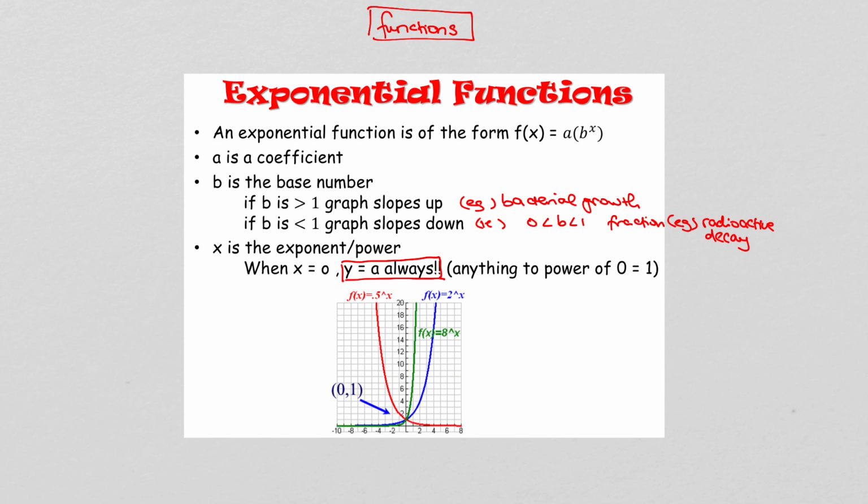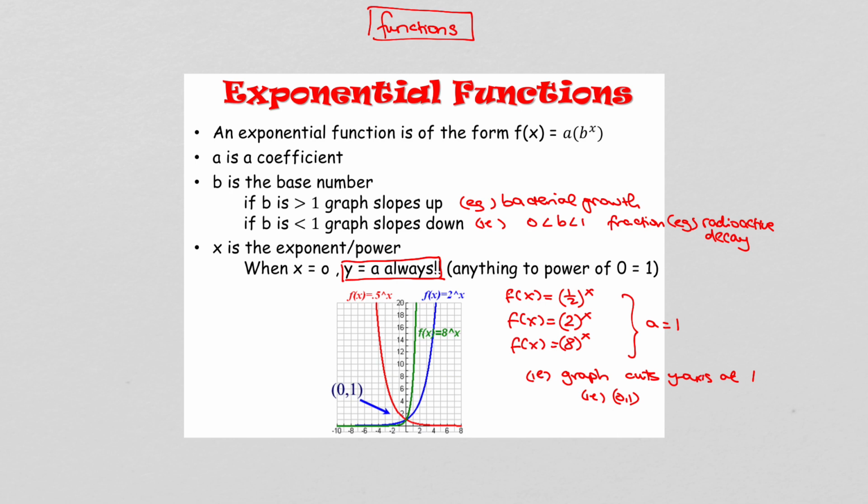So if there's no coefficient in front of the function, say for instance here we have f of x is equal to a half to the power of x, we have f of x is equal to 2 to the power of x, and we have f of x is 8 to the power of x. So these three graphs, the red, the blue and the green, all of them in this case, the coefficient in front of each of those is 1. So what that means is each of those graphs cut the y-axis at 1. Every single one of them.